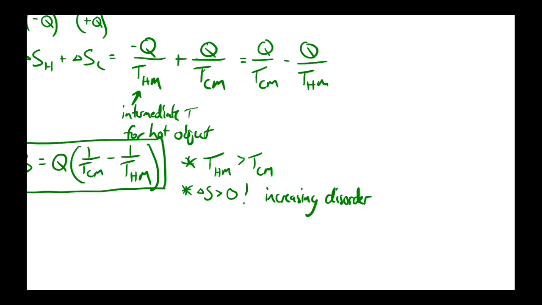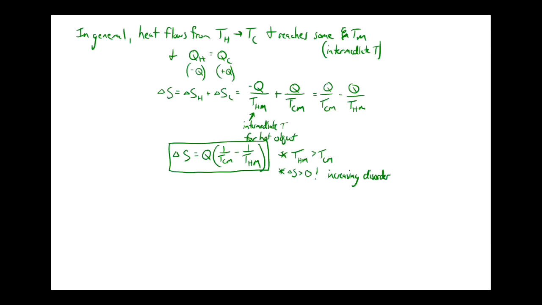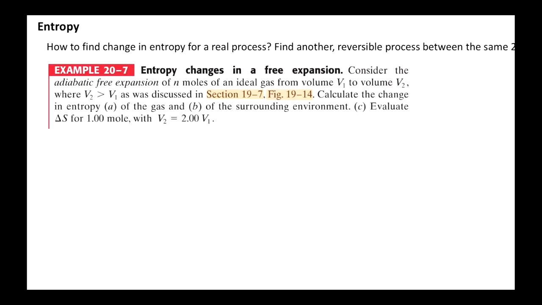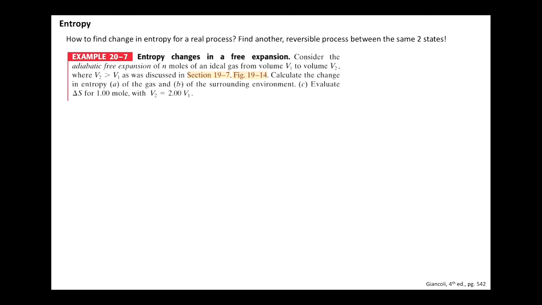I don't know. So a change in entropy is always positive. So this is going to lead to some extra depressing results as we continue through the end of this chapter. Let's do one more calculation. And in this particular case, we're going to look at a real process. In other words, a process that's irreversible. And we're going to do that by trying to find another process between the same two states and do the calculation using the integral this time.